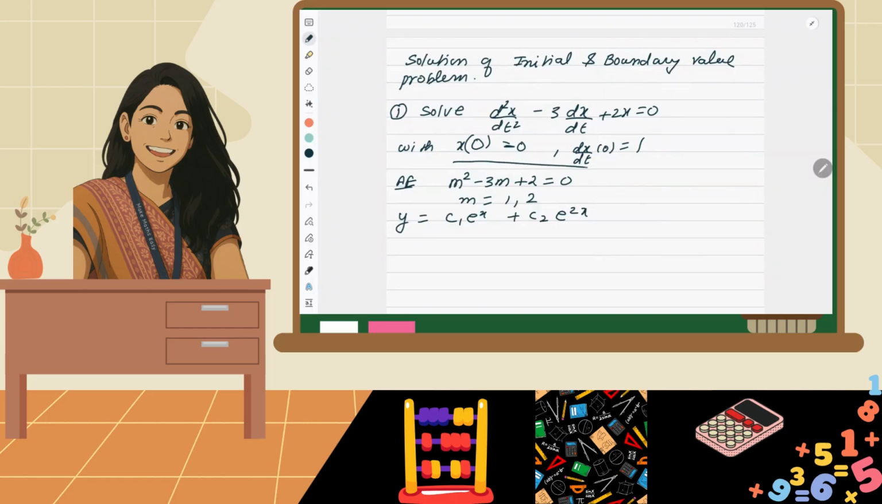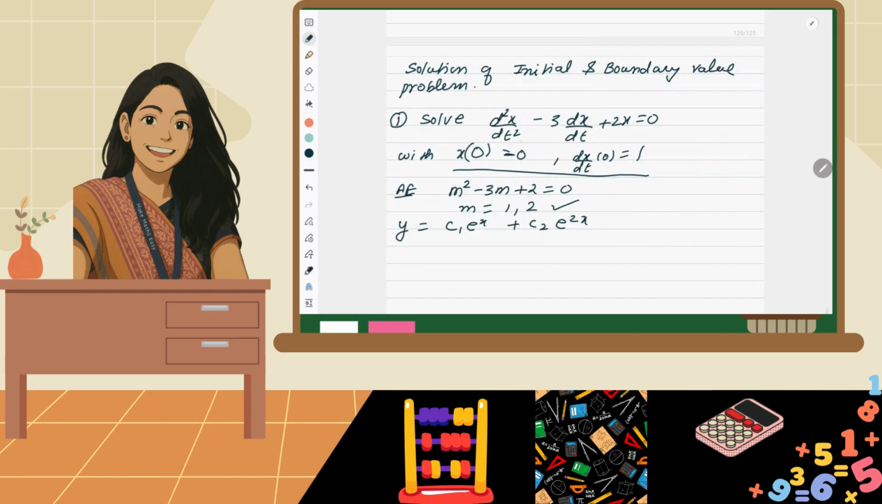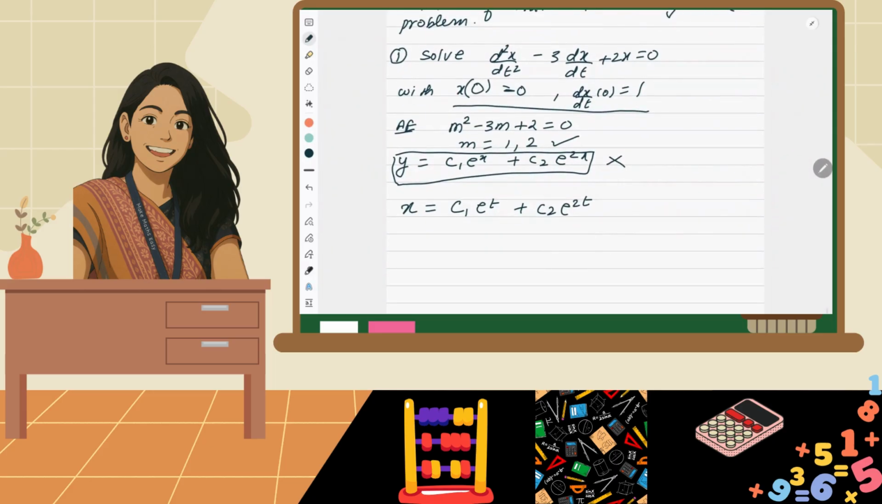Now I need to apply this condition. Now what is the meaning of this condition? That you need to understand. Now what is the biggest mistake I have made here? I got this till here, I am correct. But see, they have given dx by dt and we are always used to writing y is equal to. So that is a mistake. So what I have written is wrong. How should I write this? I should write it like this. x is equal to c1 e to the power t plus c2 e to the power 2t. So exactly the same structure, but you should take care of the variable.